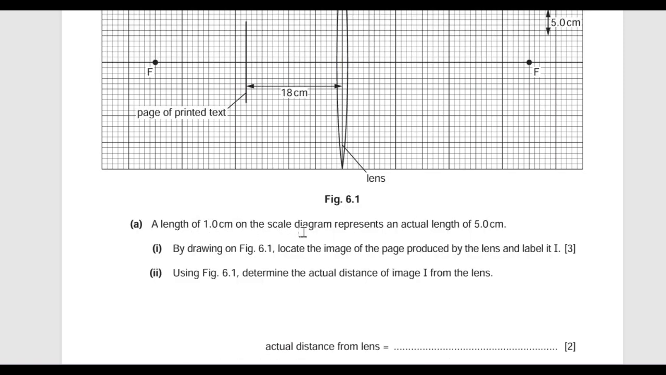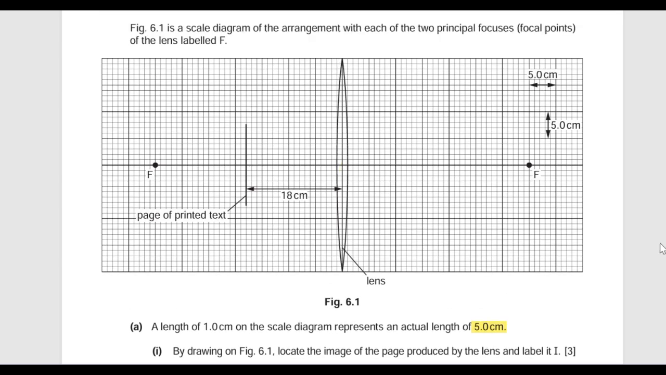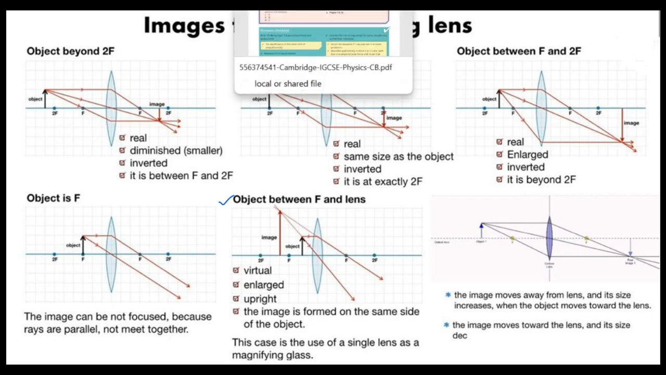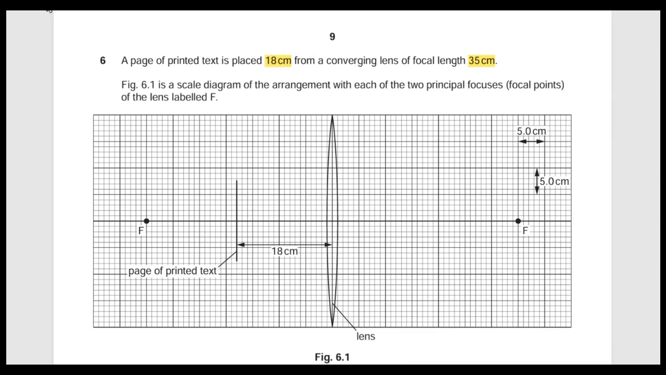Part A says the length of 1 centimeter on the scale represents an actual 5 centimeters. By drawing on figure 6.1, locate the image of the page and also tell the actual distance of the image from the lens. In our case, our object is between the focal point and the lens. So this is our case in which the ray parallel to the principal axis passes through the focal point, and the ray which passes through the center goes undeviated, and then you extend your rays and they meet at a certain point. That point forms an image.